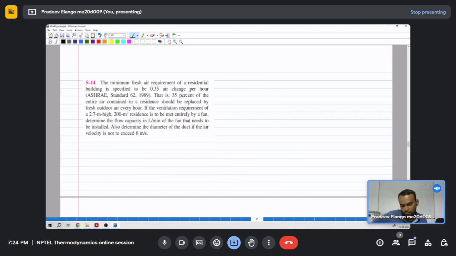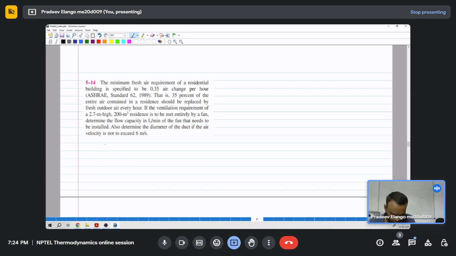The next problem: the minimum fresh air requirement for a residential building is specified to be 0.35 air change per hour, that is 35% of the entire air contained in a residence should be replaced by fresh outdoor air every hour. If the ventilation requirement of a 2.7 meter high, 200 meter square residence is to be met entirely by a fan, determine the flow capacity in liter per minute of the fan that needs to be installed. Also determine the diameter of the duct if the air velocity is not to exceed 6 meters per second.